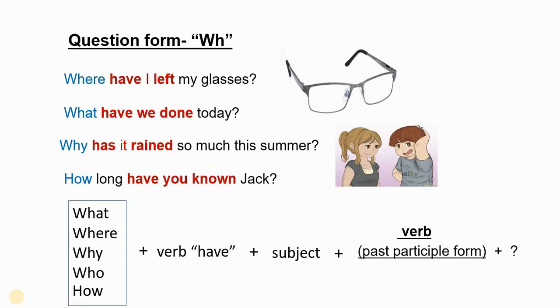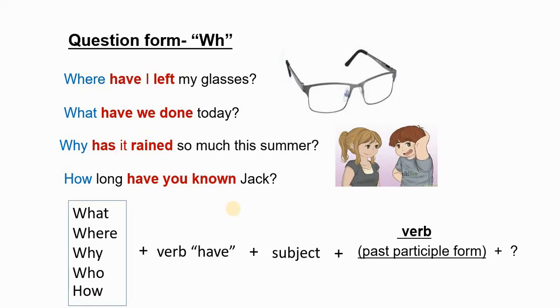Question form 2. Another type of question where we use WH questions. Example: where have I left my glasses? What have we done today? Why has it rained so much this summer? How long have you known Jack? So in all of these examples, the red words, this is the normal form of the question. Have I left? Have we done? Has it rained? Have you known?